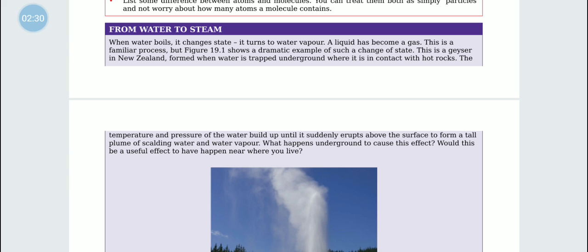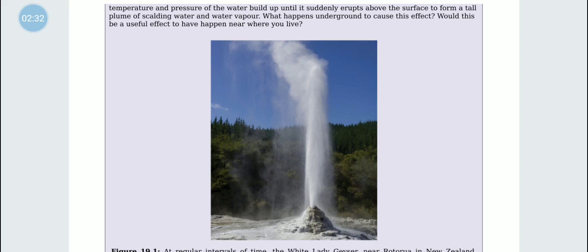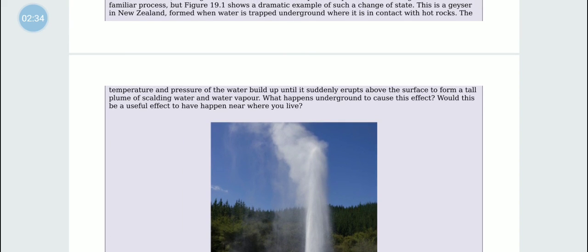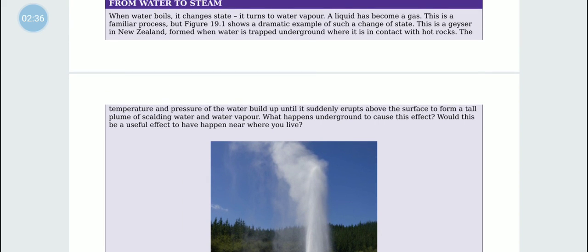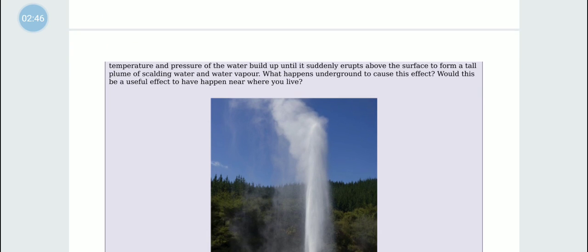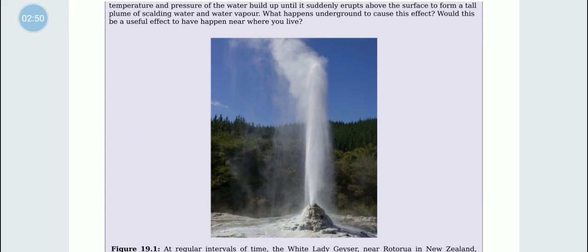So this is a geyser in New Zealand. When water comes in contact with hot lava, then it becomes a gas. Then that gas will burst out of the earth.